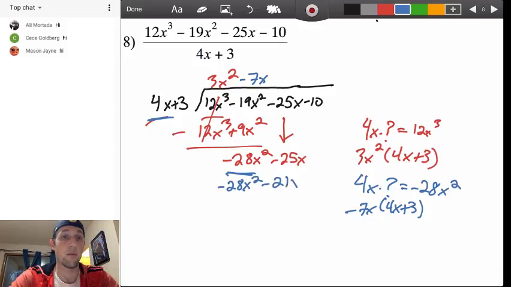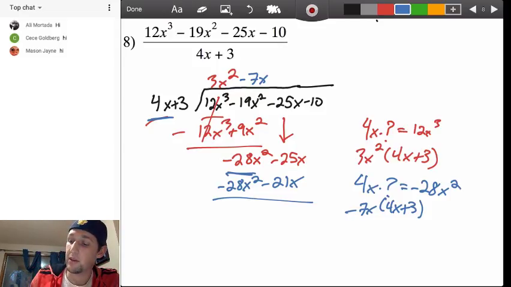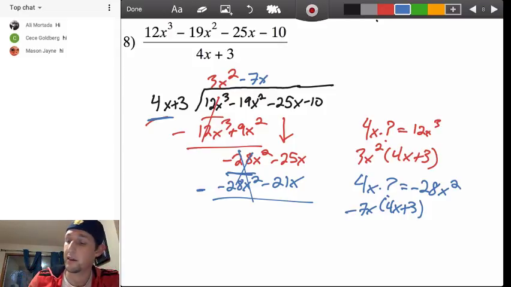Here's a big place where people typically go wrong. We are subtracting. You are always subtracting. So as always, yes, those first two go to nothing. But those second two, it's negative 25 minus negative 21. So that's like negative 25 plus 21, same idea. So I get negative 4x. Bring down the next term.